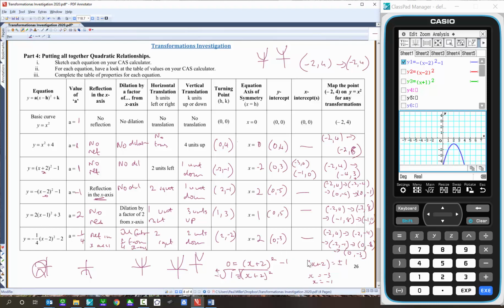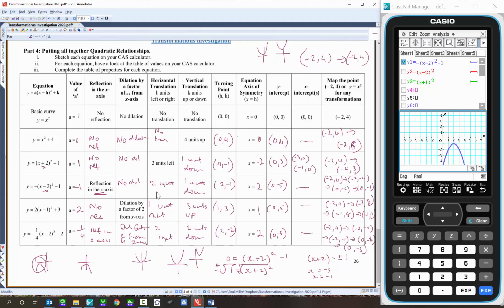So not easy, and for each equation, have a look at the table of values, sketch the graphs on the calculator and use your graphing calculator to support you as much as possible doing this. That's okay at this stage.